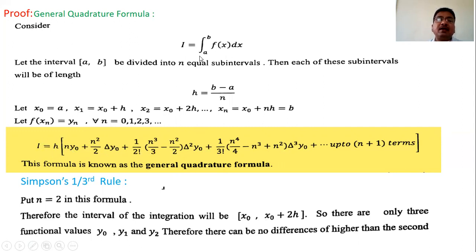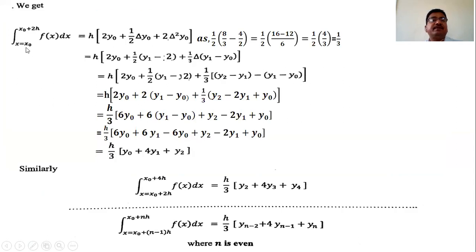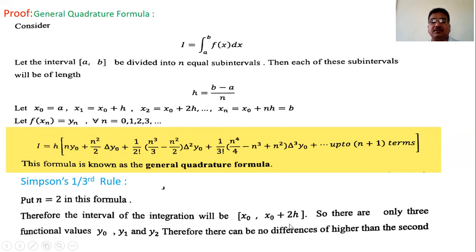So I means integration a to b. So first take two intervals, x0 to x0 plus 2h here. Write integration x0 to x0 plus 2h f(x) dx, because the first two intervals are considered here for integration. So we are going to take integration on the first two intervals, then the next two intervals, and the remaining intervals, up to the last 2 intervals. In this way we are going to prove Simpson's 1/3 rule.